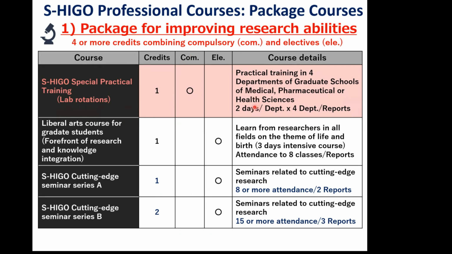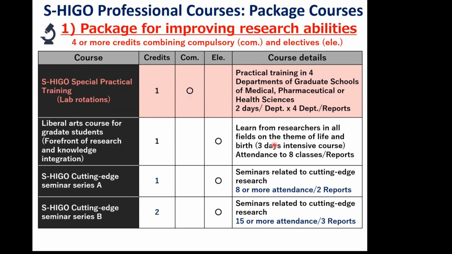In each department, on average, you will go for 2 days, and you will go to 4 different departments, and you will have to submit a report to each department. So by attending this compulsory one, you will get 1 credit. The remaining 3 credits you have to take either from the liberal arts course for graduate students, where every year we have different themes, and professors from different graduate schools provide lectures on interdisciplinary skills based on one different topic.